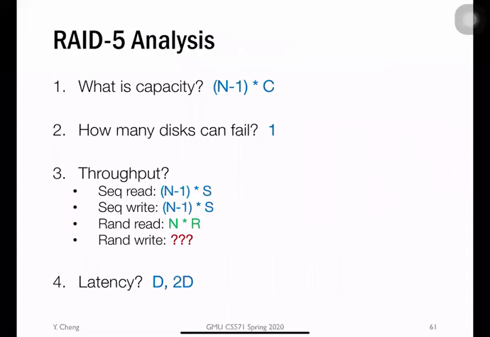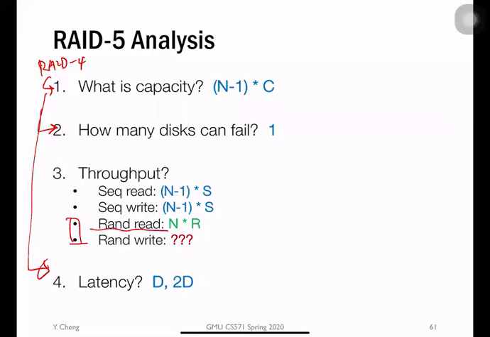Okay, so for the rest of the analysis, the metrics are almost exactly the same as RAID-4: the same capacity, the same reliability level, and the same random read and random write latency, okay? The only difference is the throughput. In fact, the RAID-5 configuration improves throughput a little bit. Why is that? It's because of random read and random write, these two.